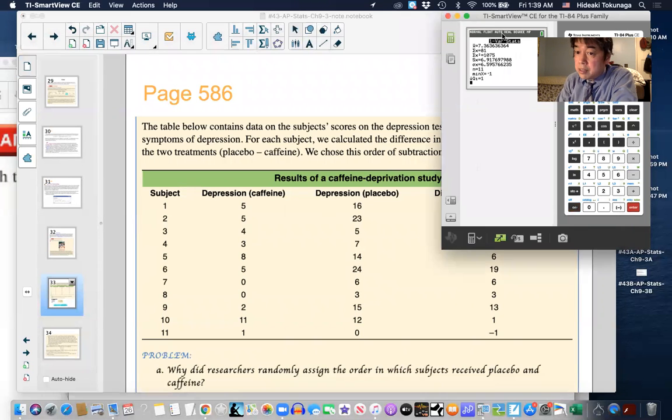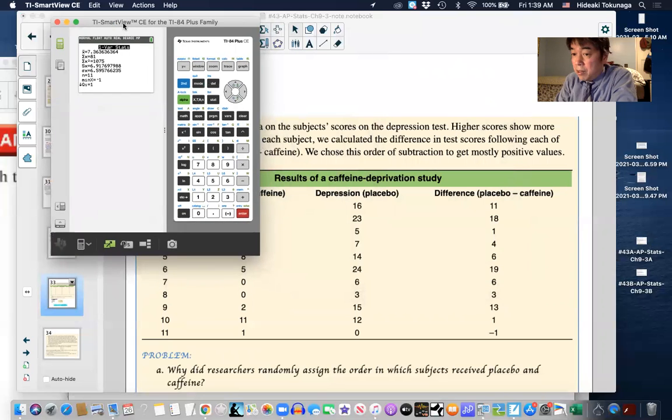But sometimes they might not give you this, so you might have to know. They only give you those two data, and you have to do it by hand or just let the calculator create list 3 to put in. All right.